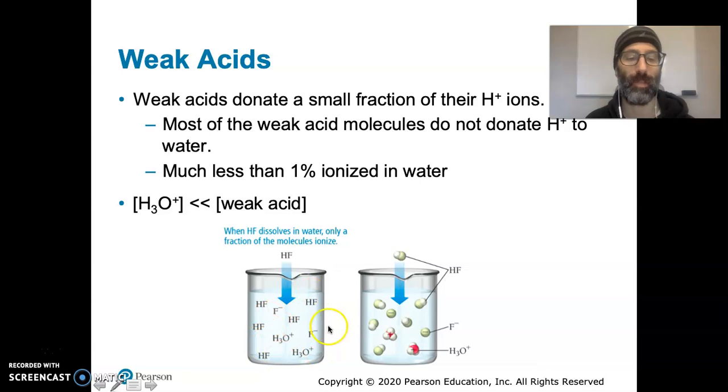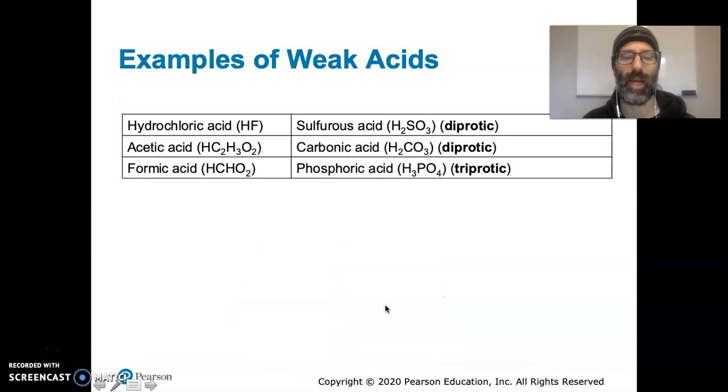You can see in the picture that there's little H plus. You still have HF stuck together. The molecules are still together and haven't ionized. Most of it is together, and you get a couple of molecules that came apart and formed hydronium ions. So that's a good representation of a weak acid.